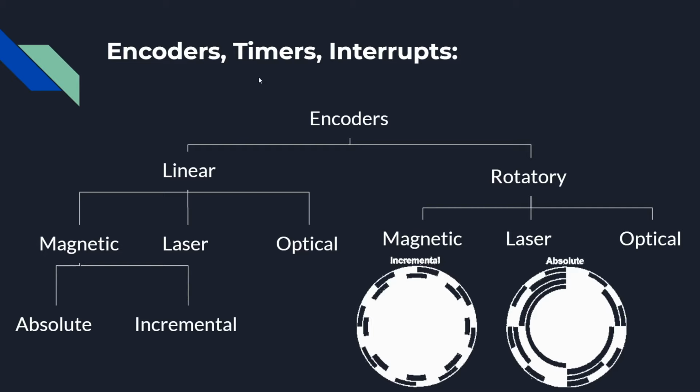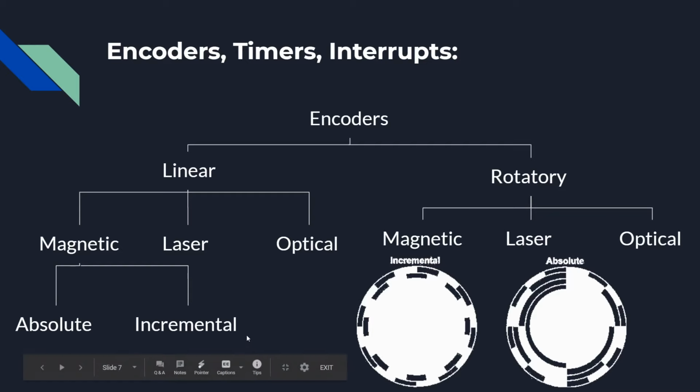We generally use encoders with a microcontroller that uses timers and interrupts to figure out what the speed of these motors currently are. That's how we get the actual speed. And if you want angles, we use something called absolute encoders. So an encoder can be of two types, linear and rotary. Linear encoders are for prismatic joints. Rotary are for revolute joints.